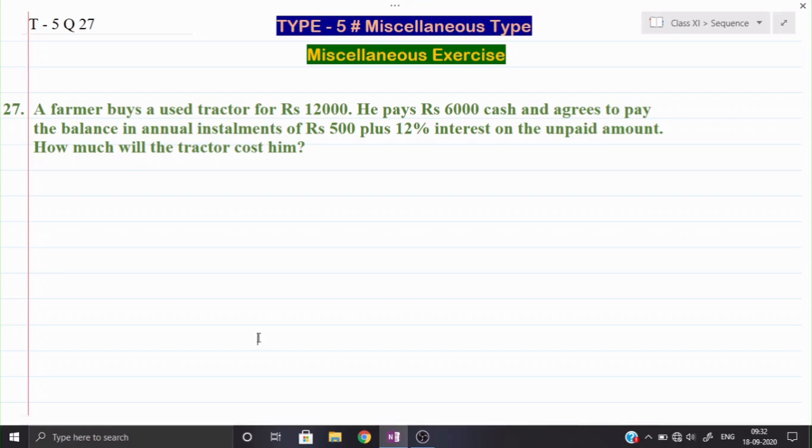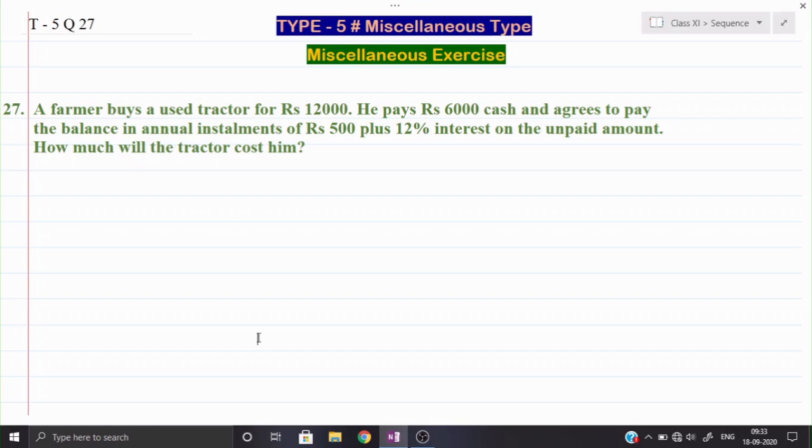In the question number 27, they are saying a farmer buys a used tractor for rupees 12,000. He pays rupees 6,000 cash and agrees to pay the balance, which is remaining 6,000 again, in the annual installment of rupees 500 plus 12% interest on the unpaid amount. Means each and every time he will pay the 500 rupees. Okay, and they are asking how much will the tractor cost him.